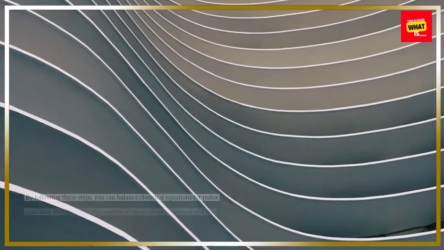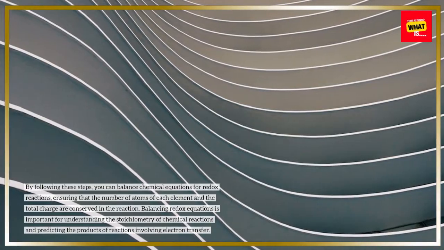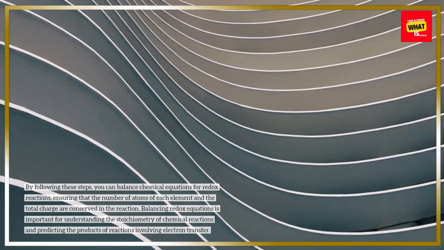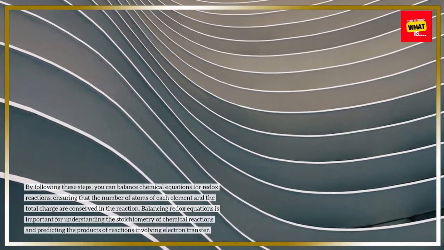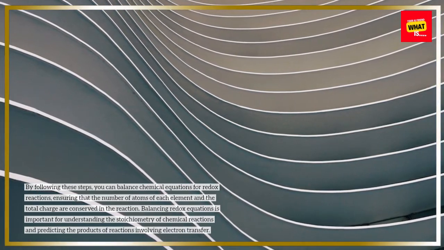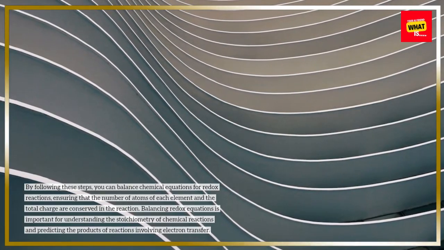By following these steps, you can balance chemical equations for redox reactions, ensuring that the number of atoms of each element and the total charge are conserved in the reaction. Balancing redox equations is important for understanding the stoichiometry of chemical reactions and predicting the products of reactions involving electron transfer.